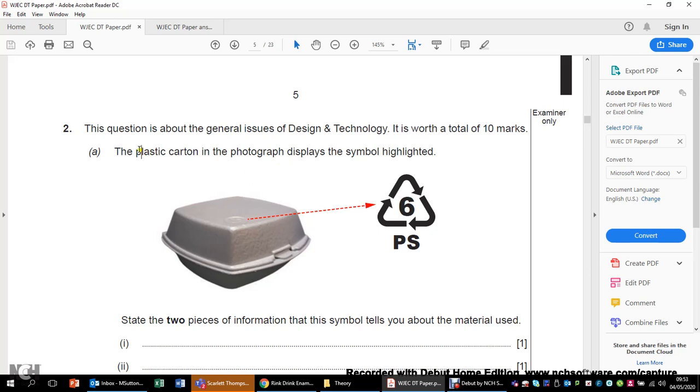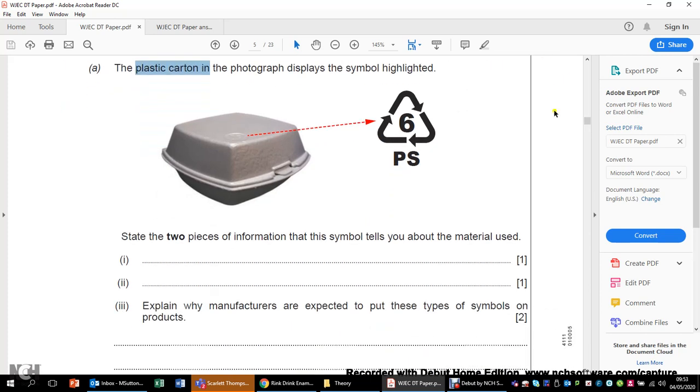And notice they call it a plastic carton because they want you to figure this one out. So we know, or you should know, that 6 on the SPI codes and the initials PS will stand for polystyrene. And this one is most probably expanded polystyrene because it looks like it's a burger kind of thing, and therefore expanded polystyrene has a greater amount of air holes in it and gaps, therefore producing a far more insulative material. State the 2 pieces of information that the symbol tells you about the material.